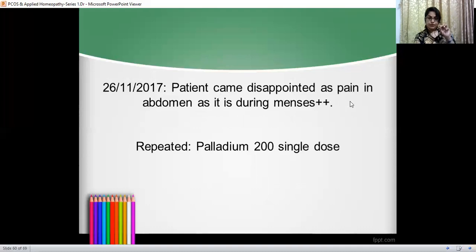Next, the patient came disappointed as the pain in the abdomen was as it is during menses. So 30 was not working. The remedy was right. She was feeling a bit better, but again the case relapsed. So we cannot change the remedy. I shifted to a higher potency, a moderate potency, we can say, not higher potency. Palladium 200 single dose.